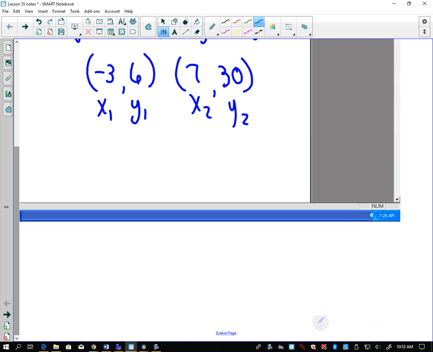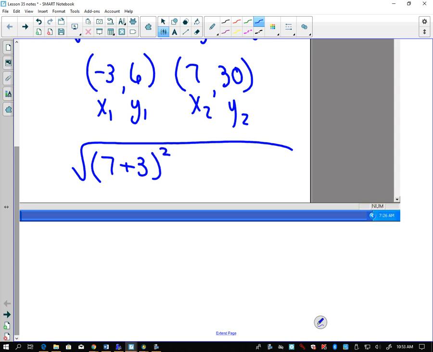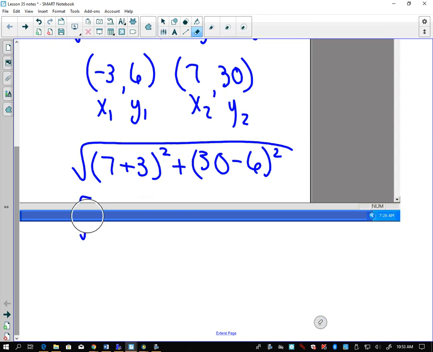Okay? So in writing this up, let's just do the problem. We should get square root of what? 7 plus 3, sure, because you're double negative. Okay? What next? Plus 30 minus 6 squared, okay? All right, let me move that down so we're not working with this.